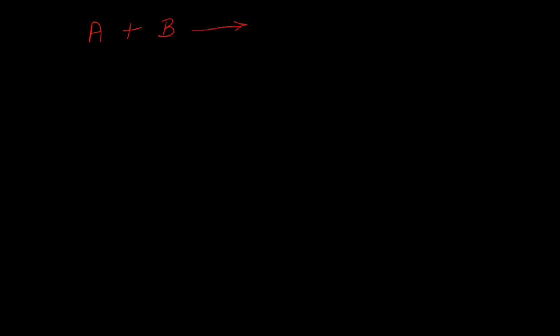gives maybe AB. Now A and B are called the reactants. This is also called a reactant. And what comes after the arrow is the product. So what comes after the reaction, at the end of the reaction, is the product.